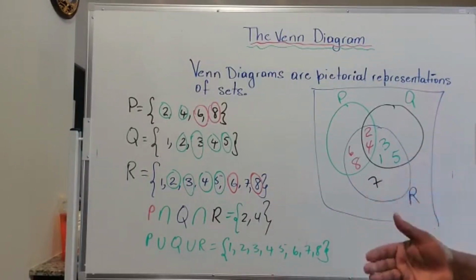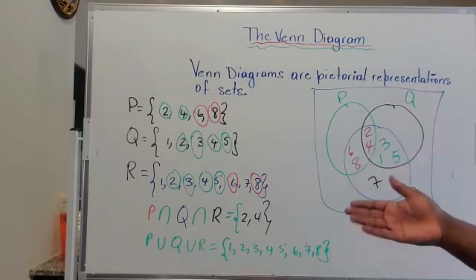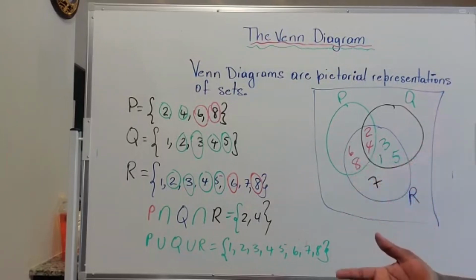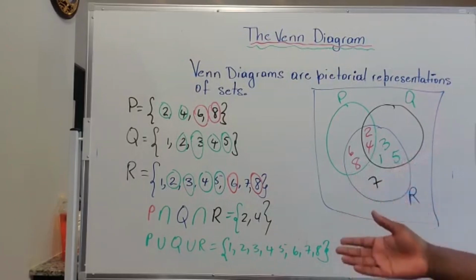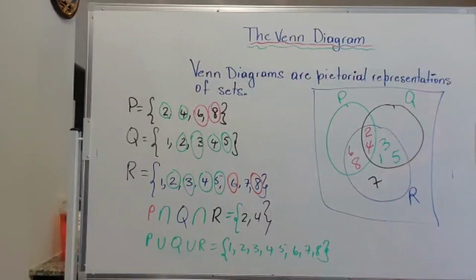So I've come to the end of this lesson, the introductory lesson to Venn diagrams. I'll be doing more lessons on Venn diagrams, as it might get a little more complex. So this is the end of this lesson, guys. I am out.